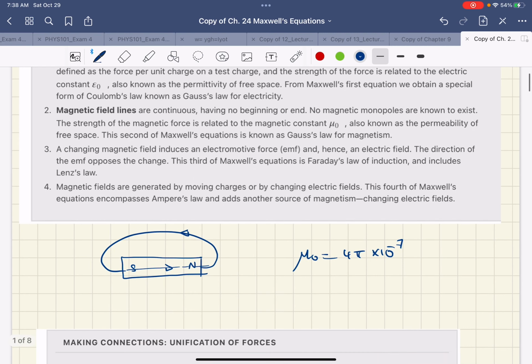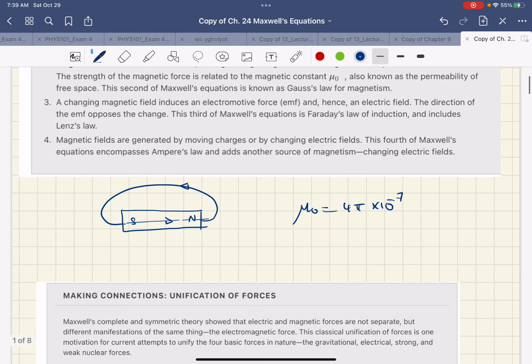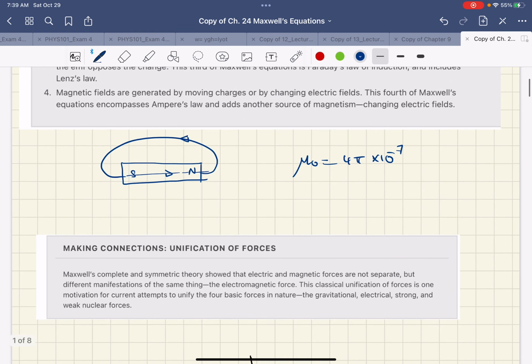A changing magnetic field induces an electromotive force, and this was the topic for chapter 23, and hence an electric field. The direction of the EMF opposes the change, and that one was Lenz's law. This third Maxwell equation is Faraday's law of induction and includes also Lenz's law. Magnetic fields are generated by moving charges or by changing electric fields, and this fourth Maxwell equation encompasses Ampere's law and adds another source of magnetism, changing electric fields.